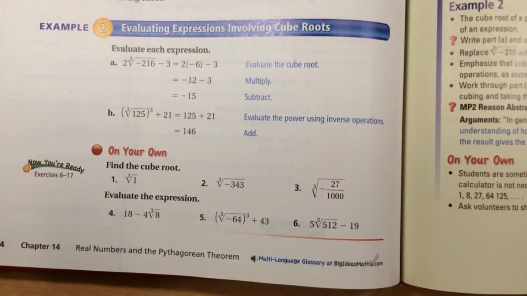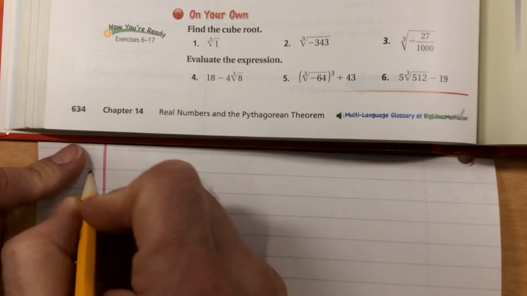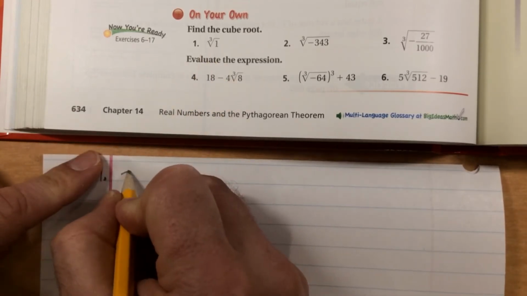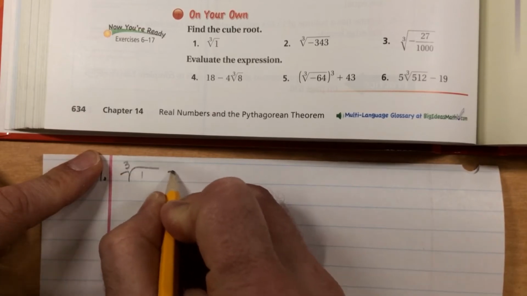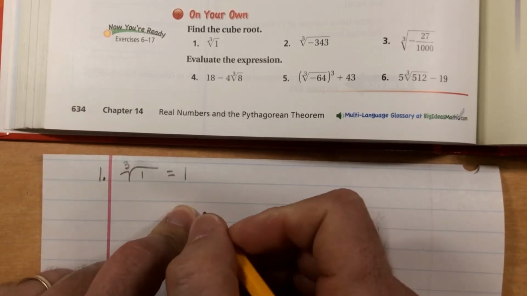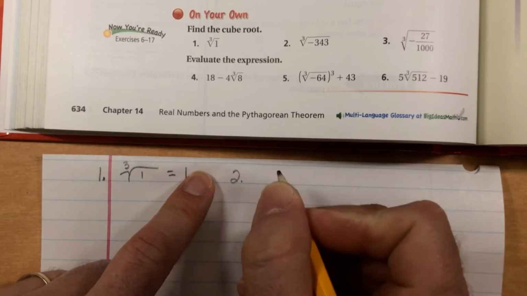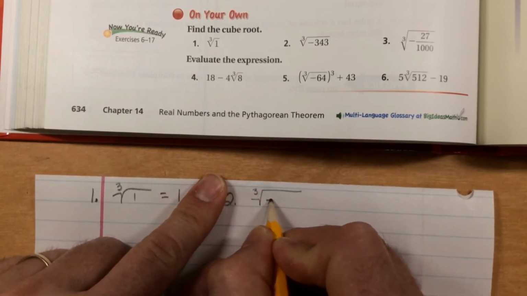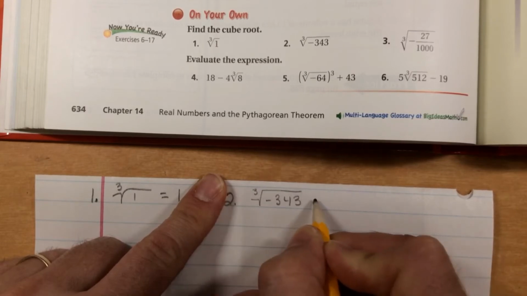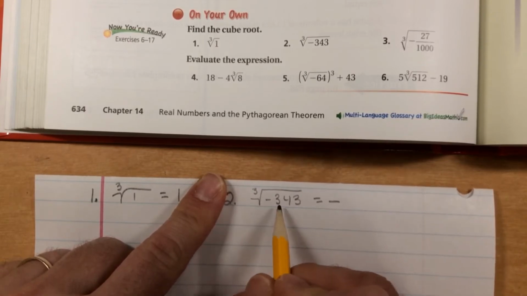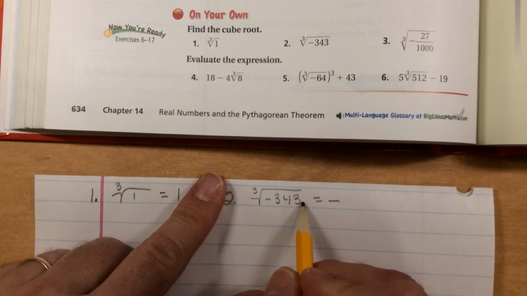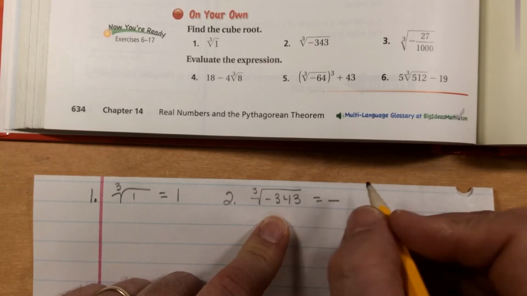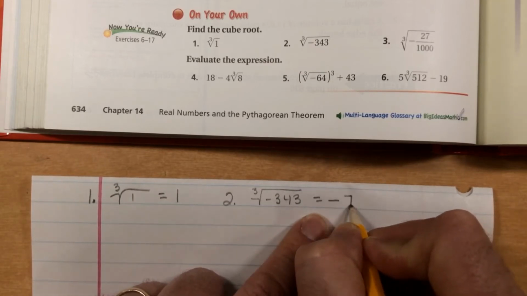Here's some to do on our own. Number 1, the cubed root of 1 is 1, because 1 times 1 times 1 is 1. Number 2. The cubed root of negative 343. Well, we know the answer is going to be negative. And now what times itself is 343? Well, 7 times 7 is 49, times 7 is 343. So this would be negative 7.